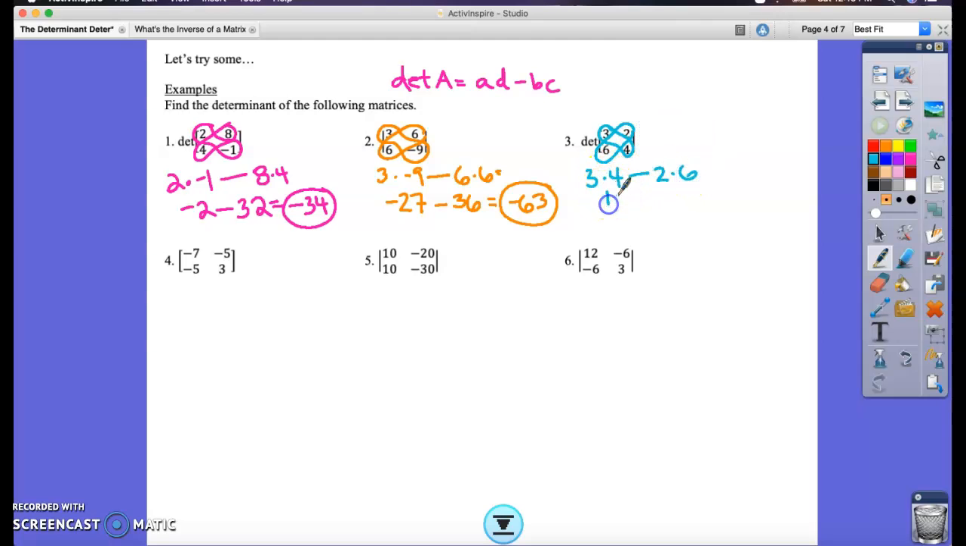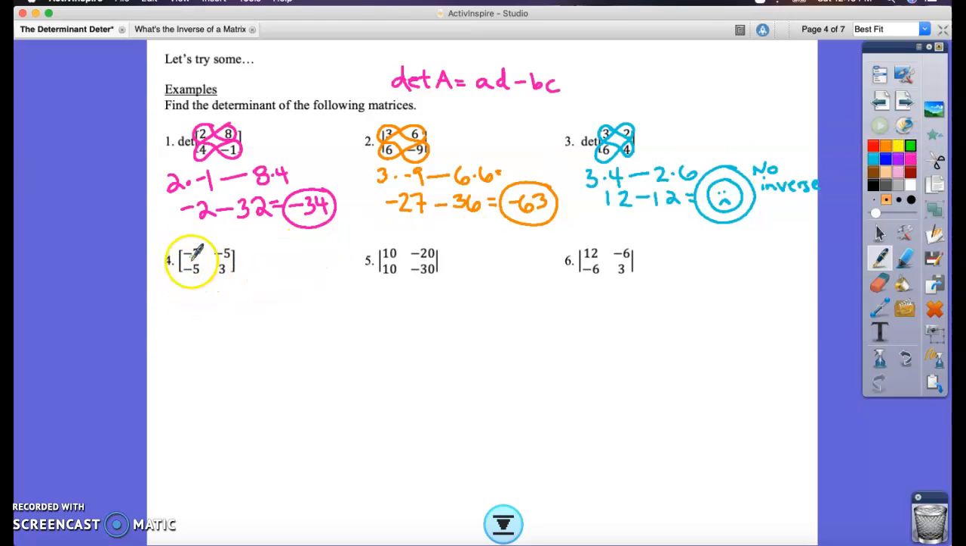3 times 4 is 12. 2 times 6 is 12. Uh-oh, my determinant is 0. What does this mean? No inverse. That means that I cannot divide by this matrix right here. All right, let's continue on our path.